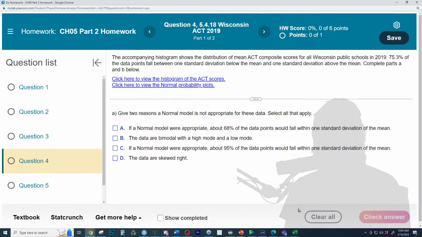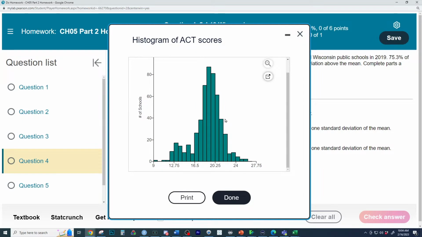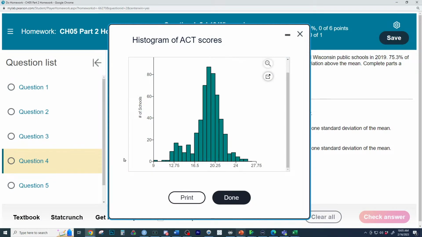For this one right here, we've got different scores from different groups. Take a look. Does this look normal? Yes or no? And why? What do you think? If it looks normal, it should look unimodal symmetric. It should look unimodal symmetric. So let's check this out.